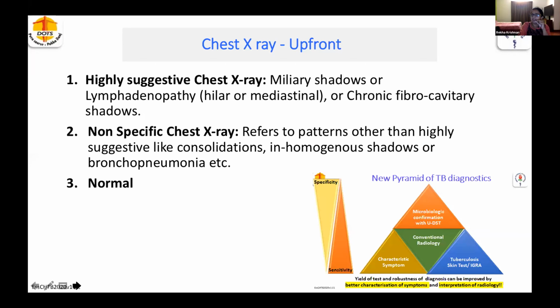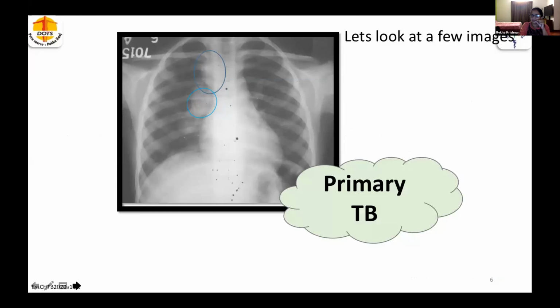Because this is the important part in the diagnosis, don't hesitate to take a second opinion if needed. If everything is clear, like miliary tuberculosis, a hilar node, or a fibrocavitary lesion, it is highly suggestive and there is no problem. But most of the time there will be non-specific chest X-ray findings, when we may have to get a second opinion also. The third scenario is a normal X-ray. You have to make sure which path you are on.